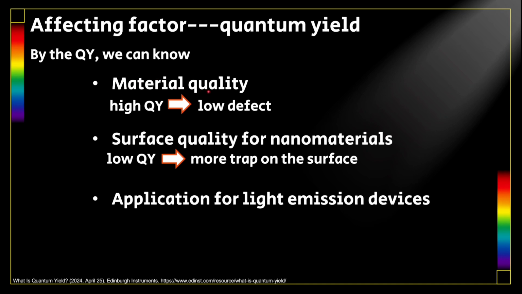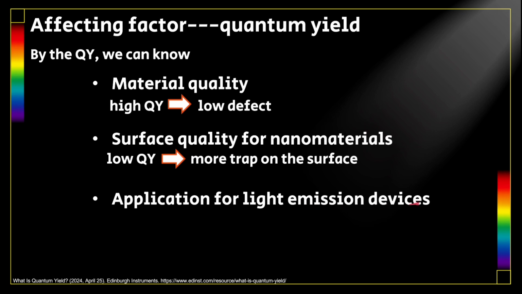Next part is about what QY can tell us. The first is that it is strongly related to material quality. If the material has fewer defects, non-radiative recombination decreases, so the QY increases. Second, QY also reflects surface quality, especially for nanomaterials, where surface impurities may trap carriers and reduce emission efficiency, so the QY is low.